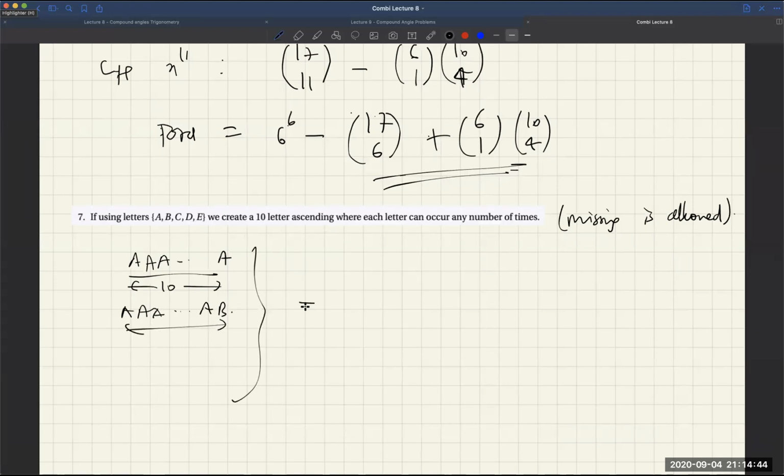So how do we make such kind of letters? Sir, first we use all the 5 letters, then we use 4 letters, then we use 3 letters, then 2 letters and 1 letter. Okay, fine. So what is the answer you're getting? 9 choose? If we take all the 5 letters, it will be 9 choose 4. Won't you take 9 choose 5?